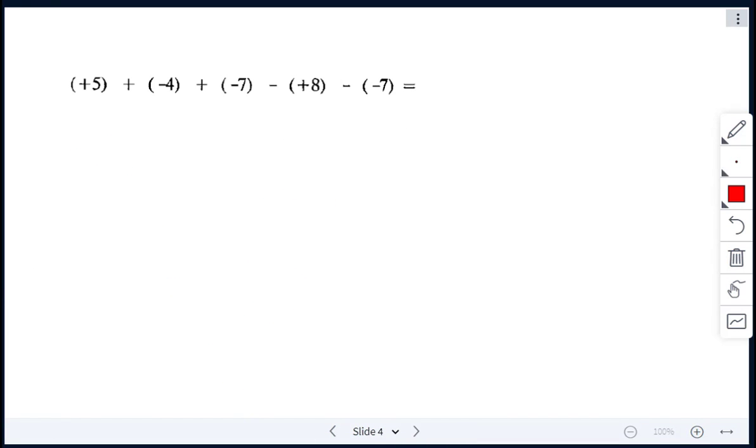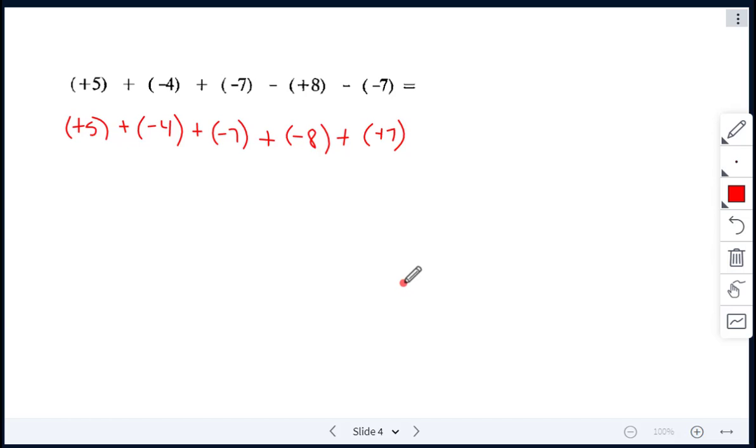All right, so this is our equation. Our first step here would be to rewrite as an addition question. So positive 5 stays the same, plus negative 4, plus negative 7. Here we have subtraction, so we're going to change that to plus negative 8. We change the positive 8 to negative 8. And then here we're going to change it to addition, and the negative 7 will become positive 7.